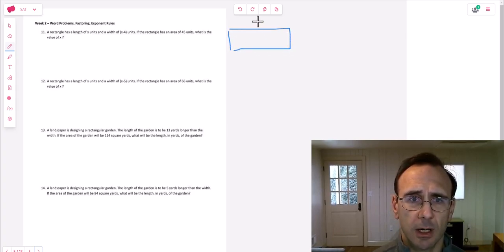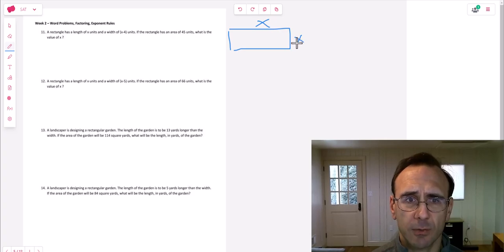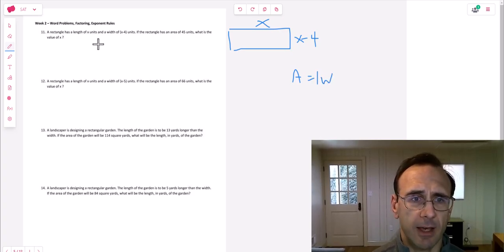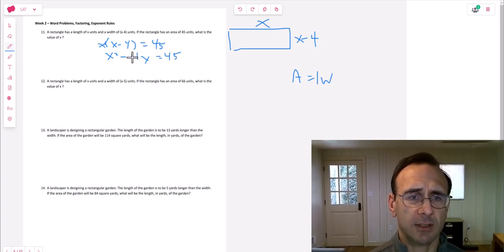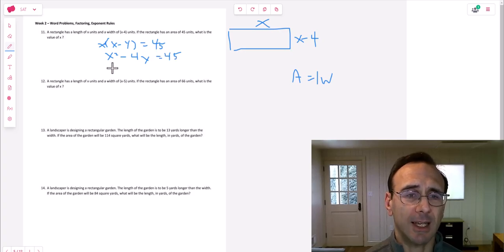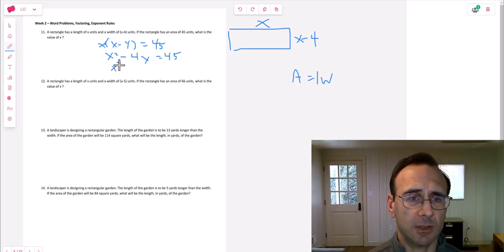So they do give you this formula on the test. The area of a rectangle is length times width. So we have x times x minus 4 equals 45. You distribute, x squared minus 4x equals 45. Again, if you have both x and x squared terms, you need to get everything to one side, so you can use the zero product property.